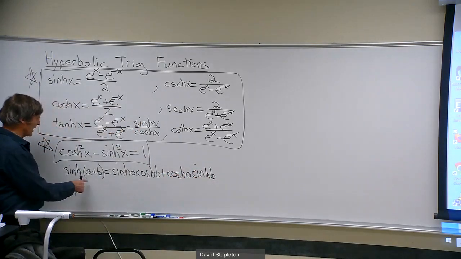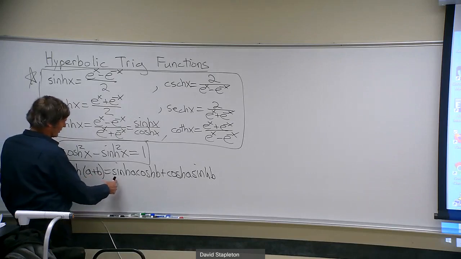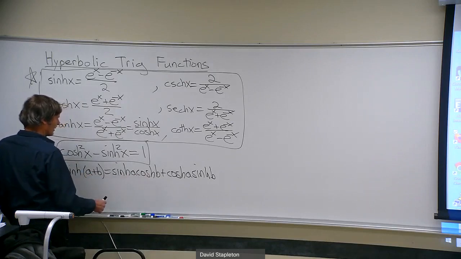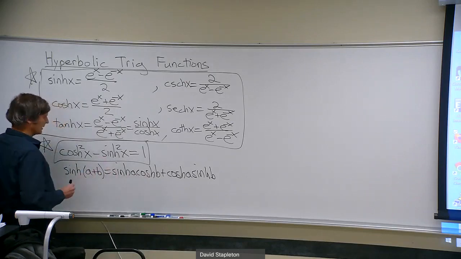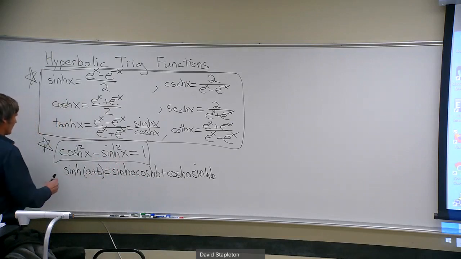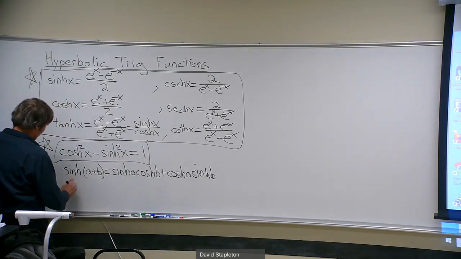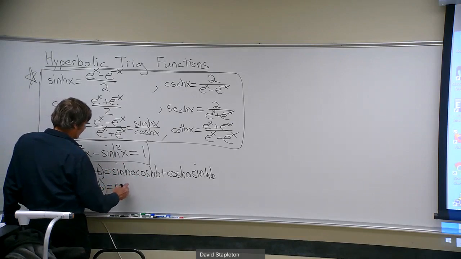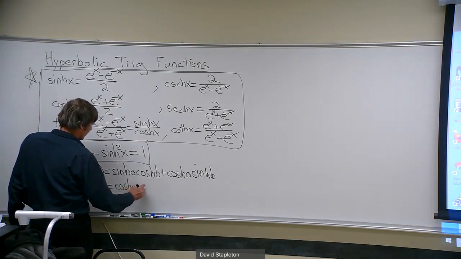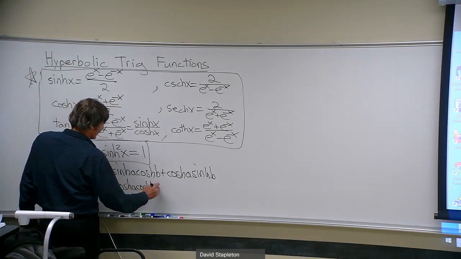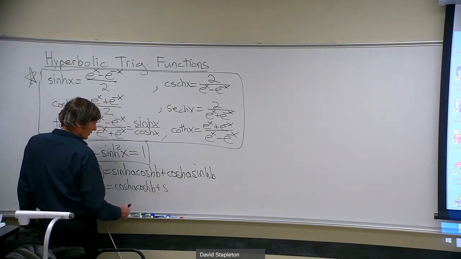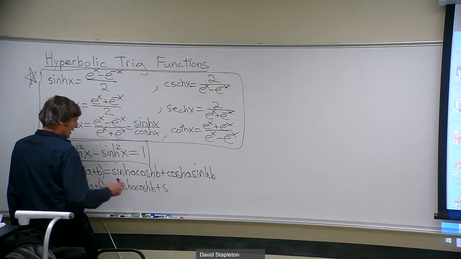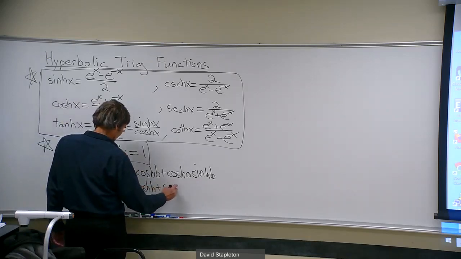This then leads to a double angle identity. Sinh of 2A, if you put B equals A, is equal to 2 sinh A cosh A. So it has a similar double angle identity. And also cosh of A plus B. Now you start to see a few differences. Is cosh plus sinh. So the minus from the ordinary trig double angle identity becomes a plus. There's a little difference here.